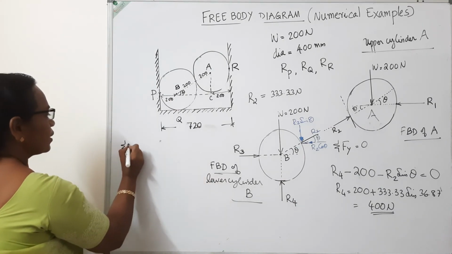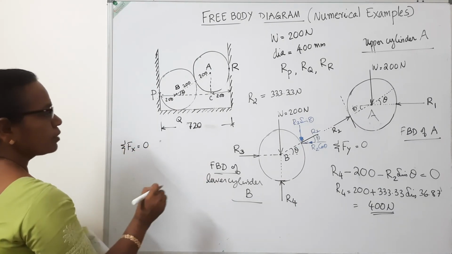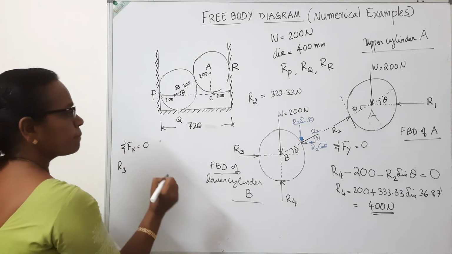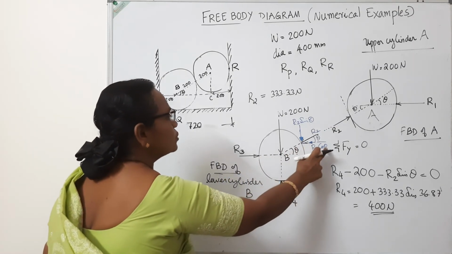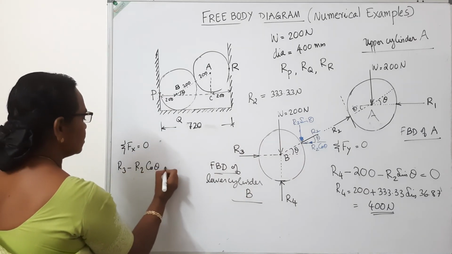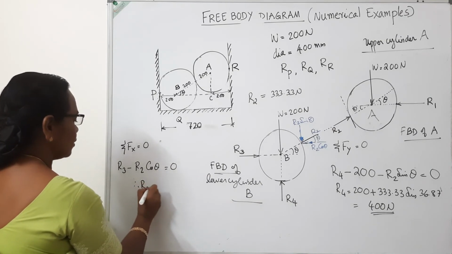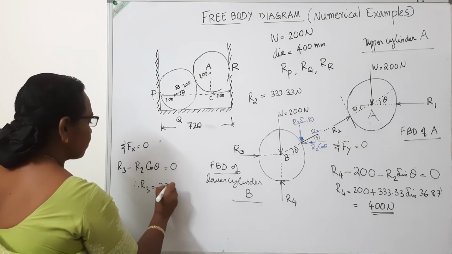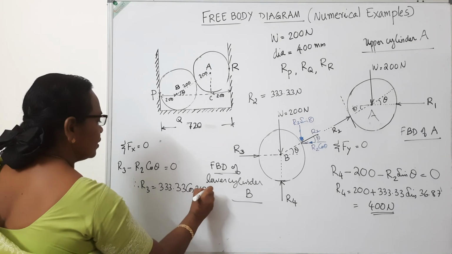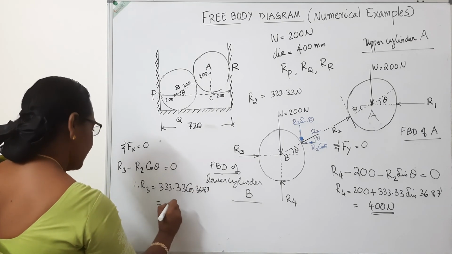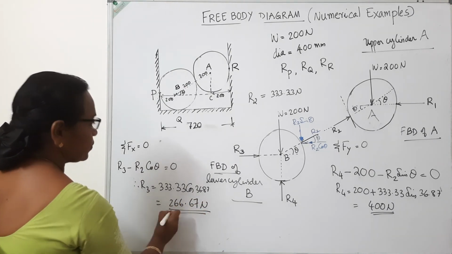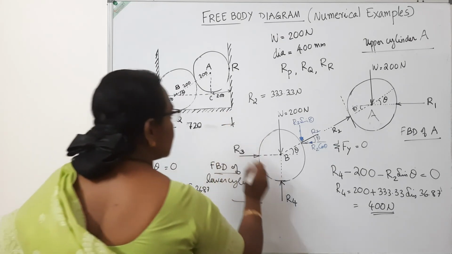Now coming to the next equation, sigma Fx is equal to 0. Solving the forces in horizontal direction, R3 towards right. Then what else? There is only one horizontal force, R2 cos theta towards left. R3 minus R2 cos theta is equal to 0. Therefore R3 is equal to R2, 333.33 cos 36.87, will give you the value 266.67 Newton. So the final answers, we have got all the values.